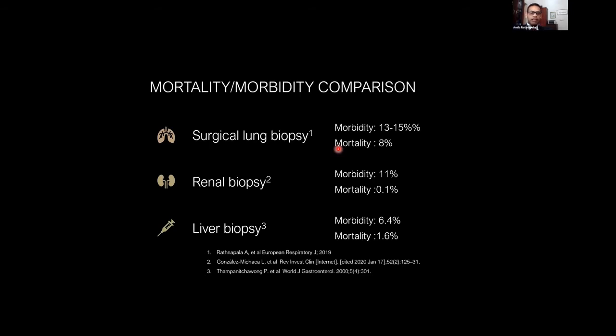This is a study done in Sri Lanka. Actually, we carry a mortality of about 8% and a morbidity of about 13 to 15%. Therefore, when compared with renal and liver biopsies, as a diagnostic procedure, surgical lung biopsy carries a high risk of morbidity and mortality. Therefore, we recommend not doing routine surgical biopsies, and if you are considering a biopsy, the patient should definitely undergo a multidisciplinary team meeting with radiologists, pathologists, as well as an expert in ILD, and then come to a conclusion whether this patient requires a surgical biopsy or not.